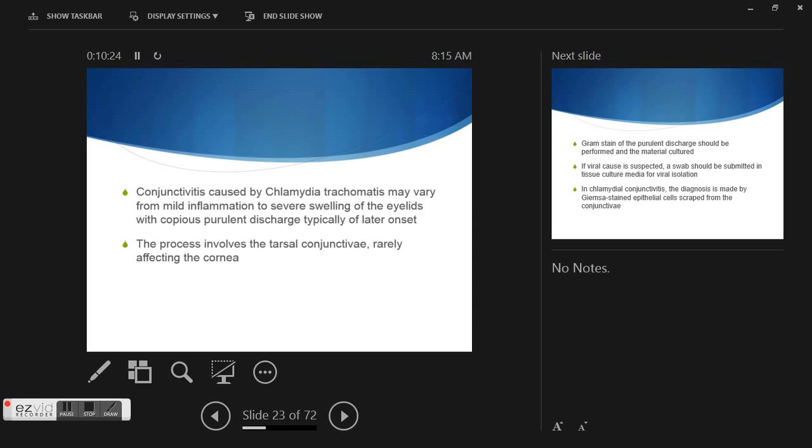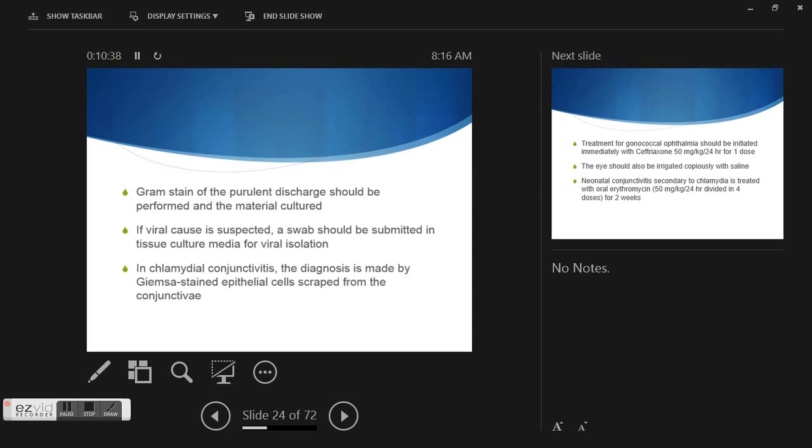Contrast that with conjunctivitis caused by chlamydia. It may vary from mild inflammation to severe swelling of the eyelids with copious purulent discharge, typically of later onset. And the process involves the tarsal conjunctiva, but rarely affects the cornea.